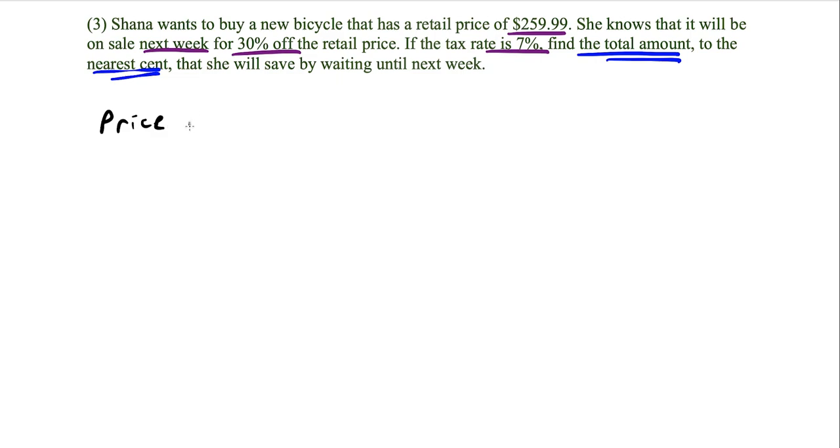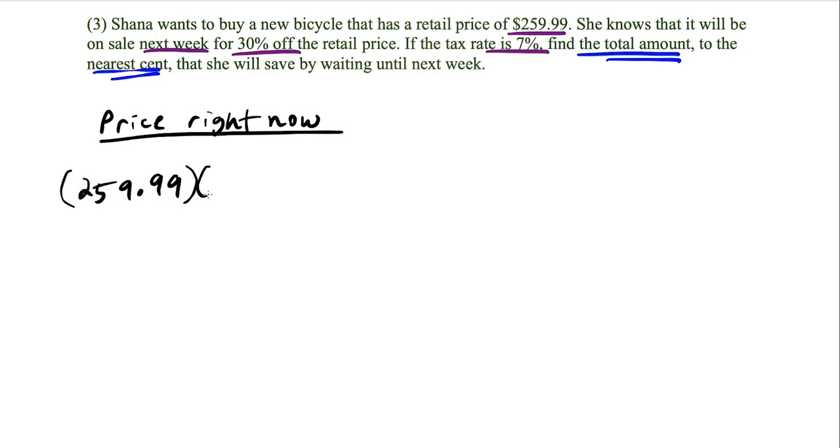So this is the price right now. And this price we're going to get by doing $259.99, and we're going to multiply that by 1 plus the 7%, which is 0.07. Once again, 7% is the same thing as 7 out of 100, and that's 0.07. So these are the two things that we're going to multiply here, and that's going to tell us the price of the bike right now.